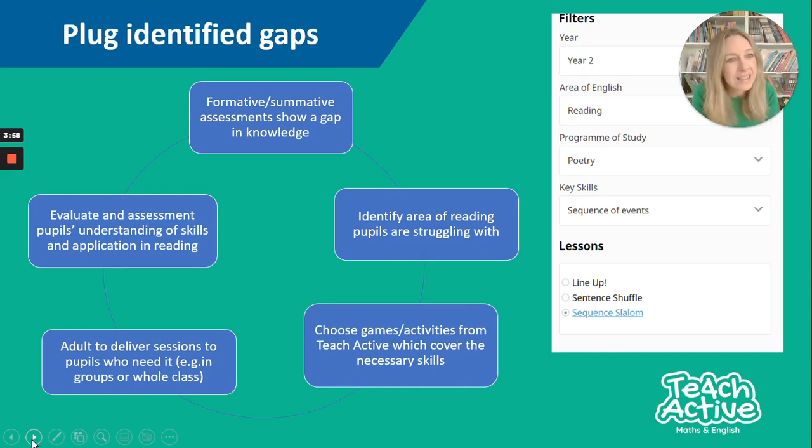And that again can link to maybe something that you're doing in class. Adults then would maybe deliver the sessions to the pupils who need it, or it might be a whole class issue that you want to work on. And as you go along, then you can evaluate and assess their understanding about those skills, and then also how they're going to apply it in other situations in terms of their reading. And then we can start again. Our next set of assessments might identify another skill that I want to pick up on, and then I'd go back to the web page and I would choose the ones that I want.